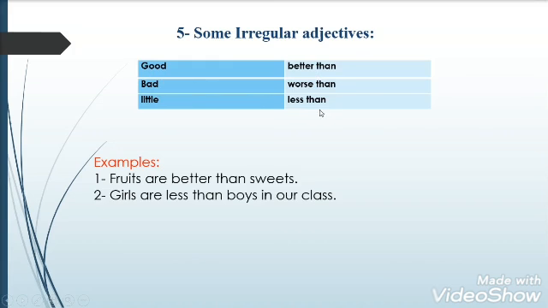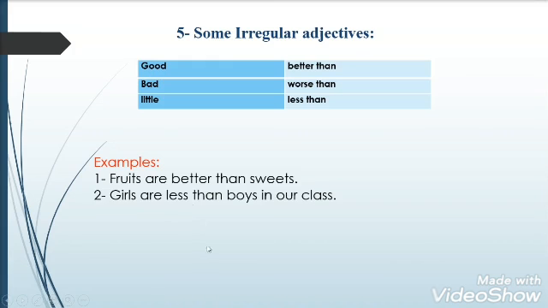Let us see some examples together. Come on. Fruits are better than sweets. I didn't say gooder. Okay. Fruits are better than sweets. Girls are less than boys in our class. Less than. Okay. Fine. Let us do some example exercises.